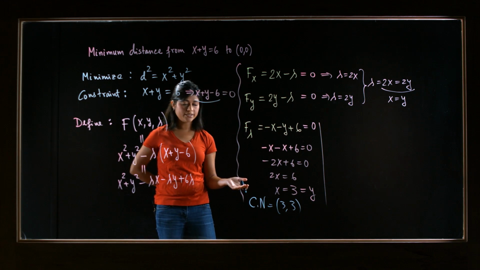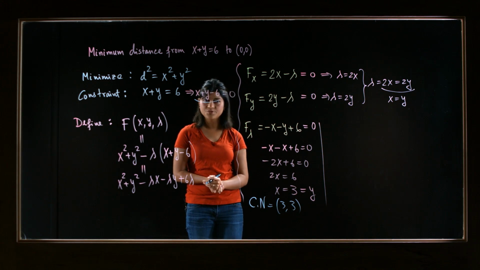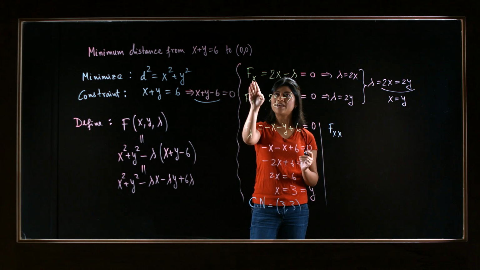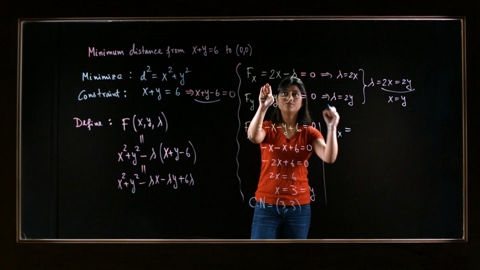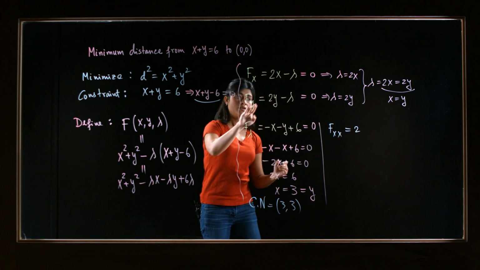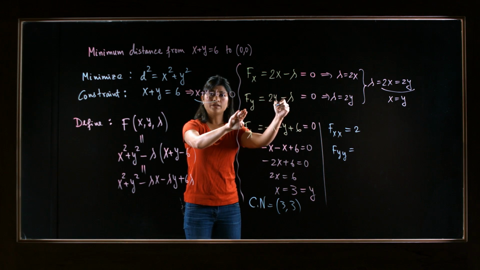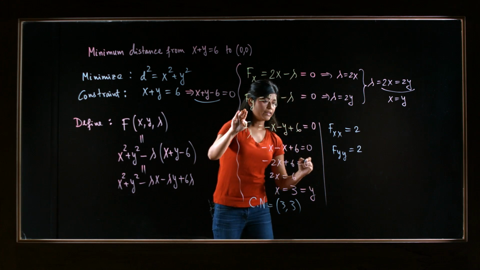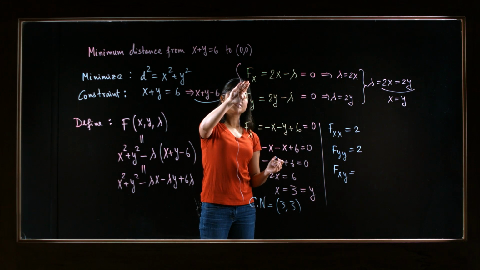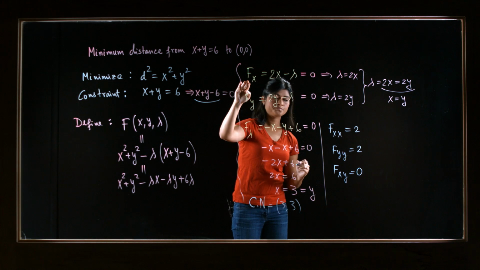Now we should check quickly if this will give us a minimum or not. You can do a second partial test if you want. Remember we have to compute the second partial derivatives: fxx, which is the derivative of this expression with respect to x, so that is just 2. Then we have to compute fyy, and we will have 2 again, and then fxy. For fxy, take fx and take its derivative with respect to y, and that will just be 0.